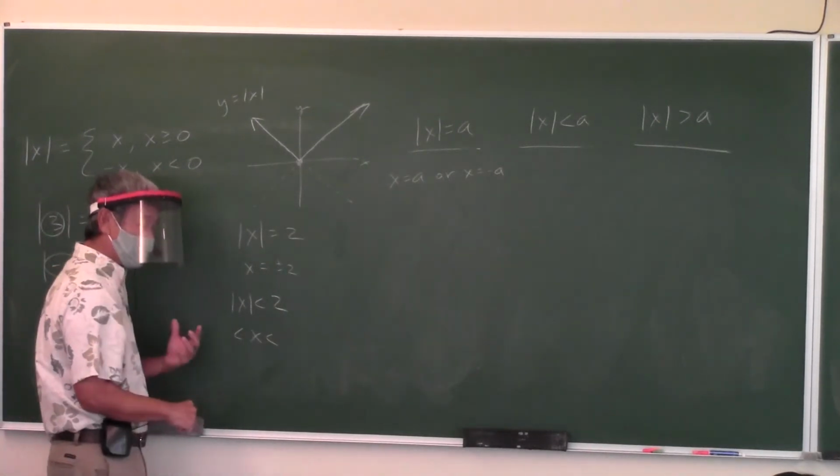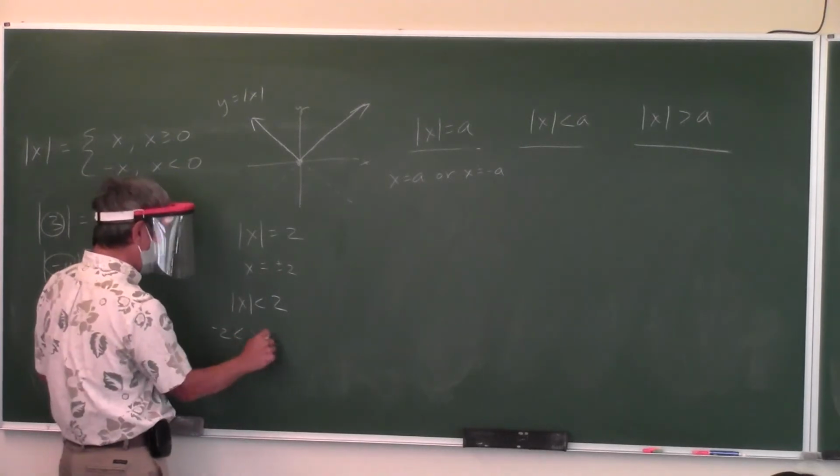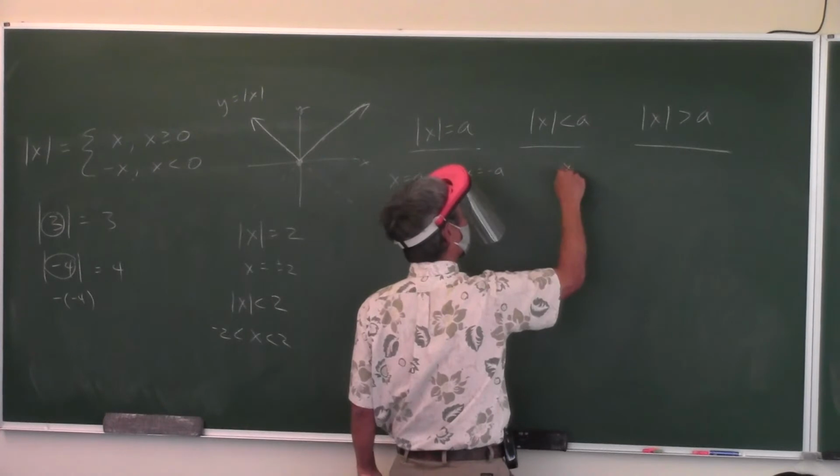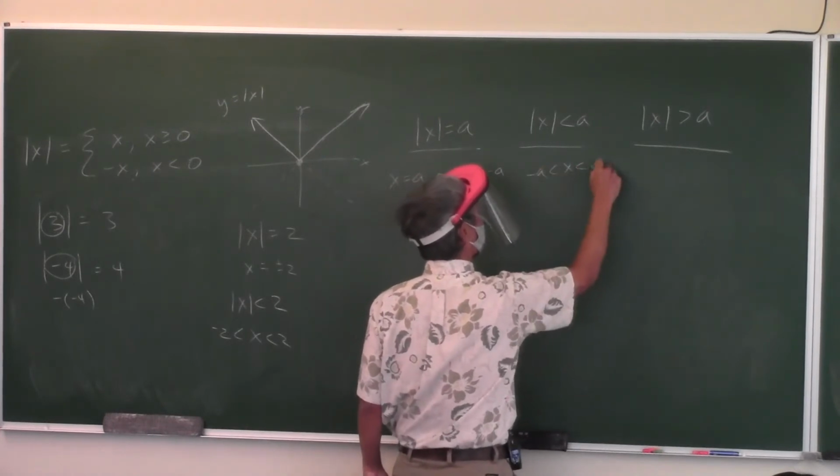X would have to be between negative 2 and 2. That's exactly what it means. So this means x is between negative a and a.